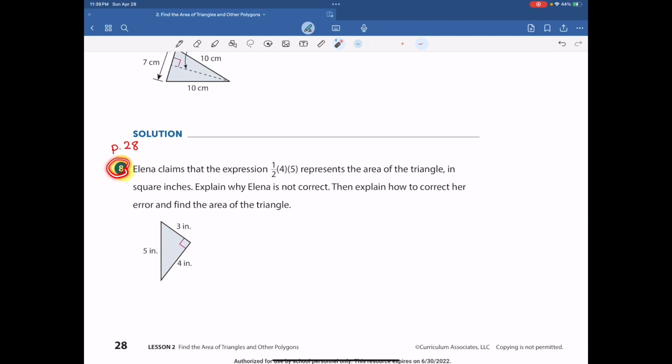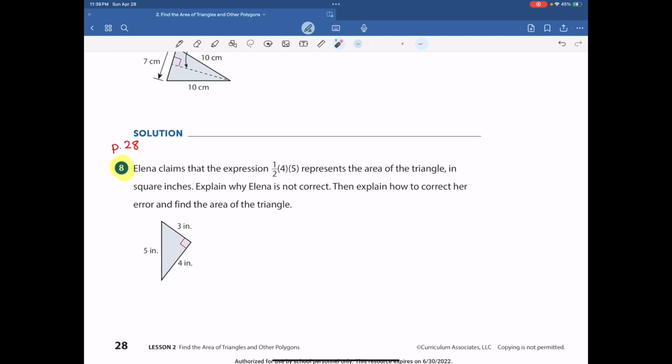It says, Elena claims that the expression 1/2 times 4 times 5 represents the area of the triangle in square inches. Explain why Elena is not correct. Then explain how to correct her error and find the area of the triangle. So let's take a look.